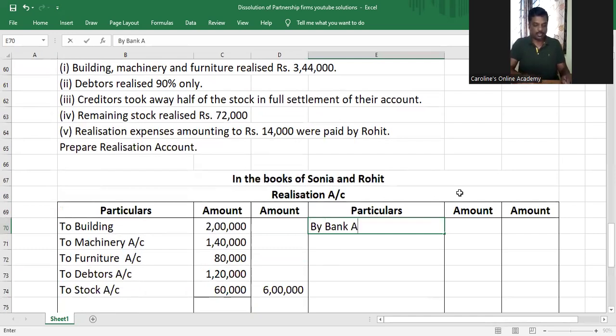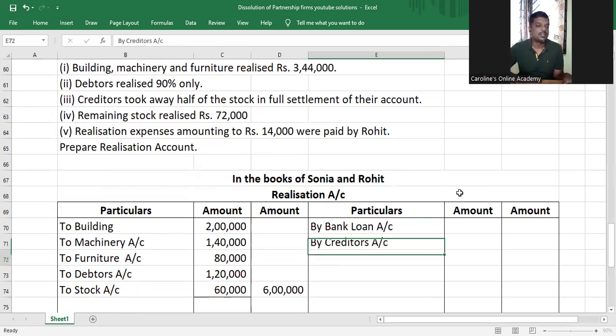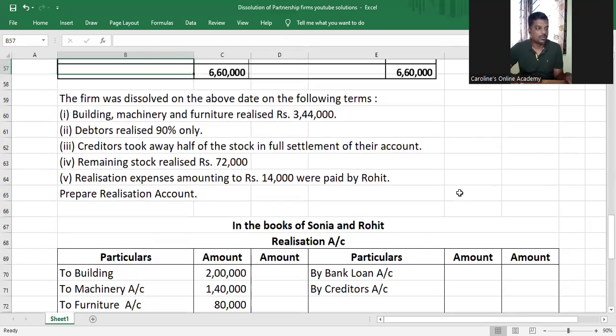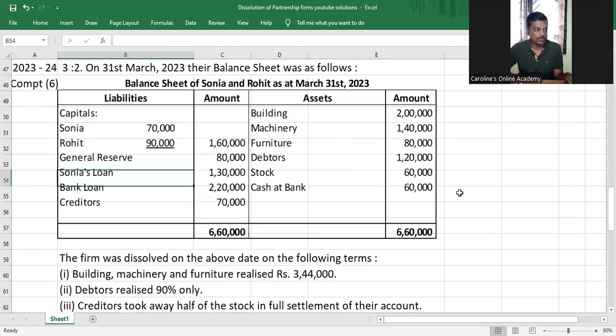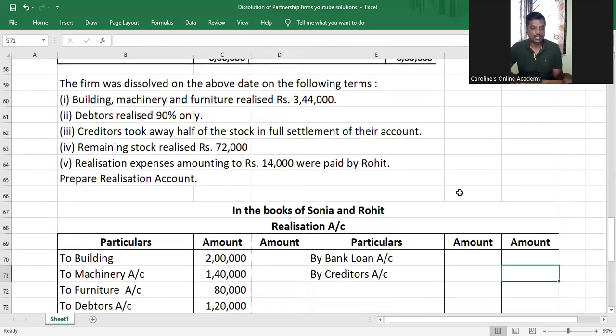So we have by bank loan account, and we also have by creditors account. I should have seen the amount earlier, but anyway, no problem. Bank loan is 2,20,000 and creditors are 70,000. So that will be 2,20,000 and 70,000, and that will add up to 2,90,000.